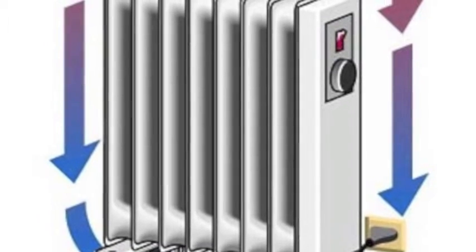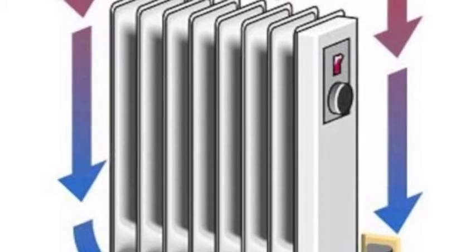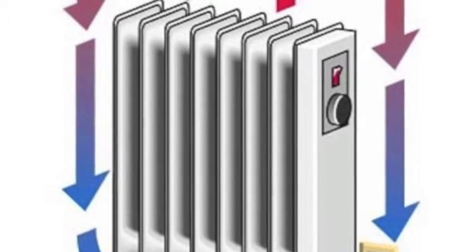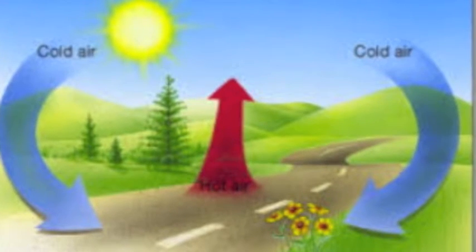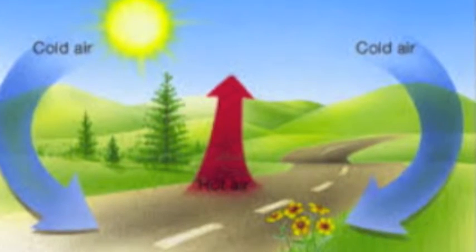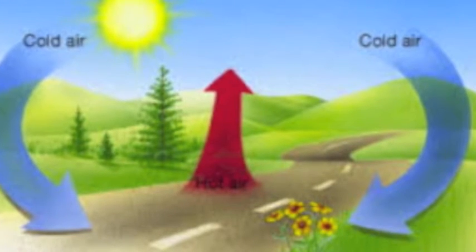The radiator warms the room by warming the air around it. Then the warm air transfers heat to the rest of the room through convection. Another example is hot air rising, cooling, and falling. As the air above the road warms up, it rises and is replaced by cooler air, forming a convection current.